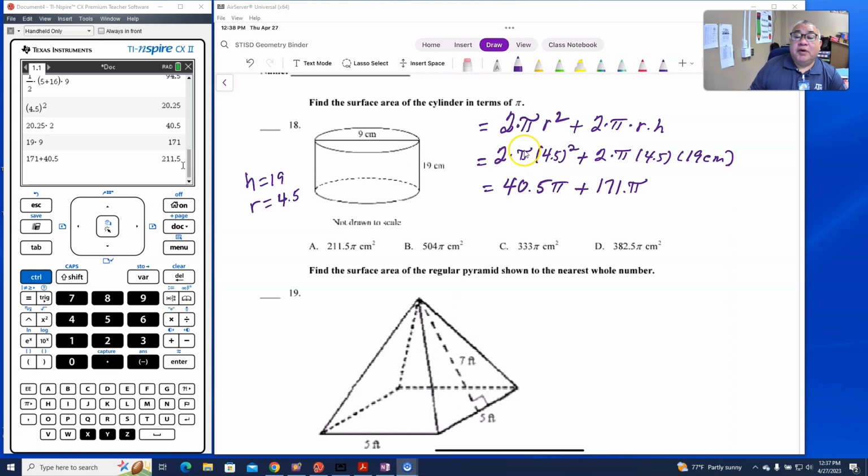So 2 times pi times 4.5 squared will give you 40.5 pi. 2 times pi times 4.5 times 19 gives you 171 pi. So altogether, you will get 211.5 pi centimeters squared. So your answer is A. Remember, you had to leave it in terms of pi. When it says there, you just leave the pi there, okay?